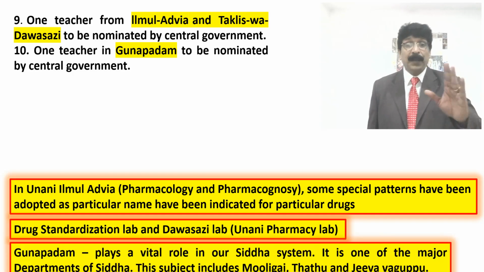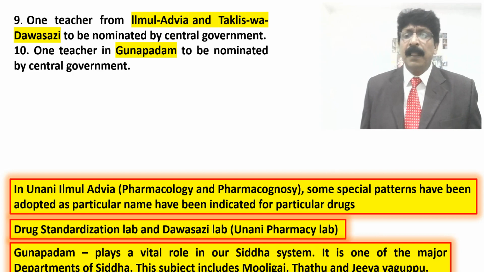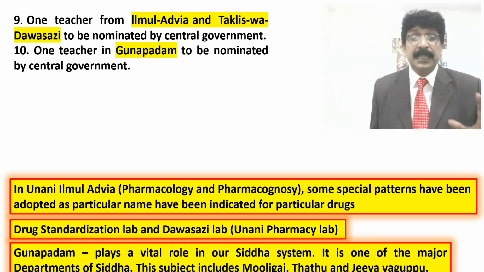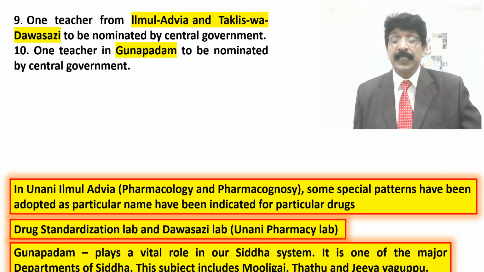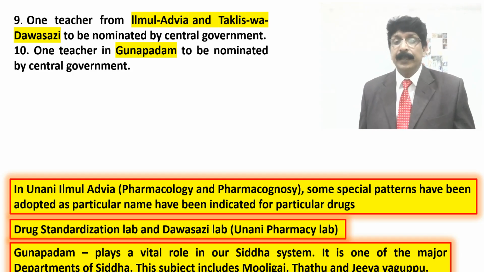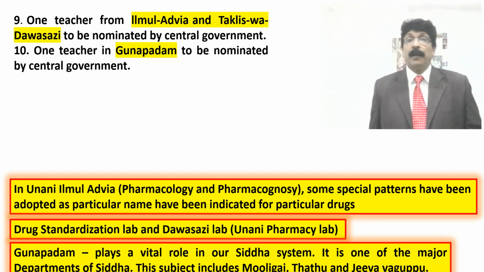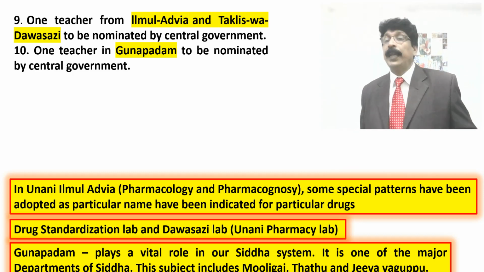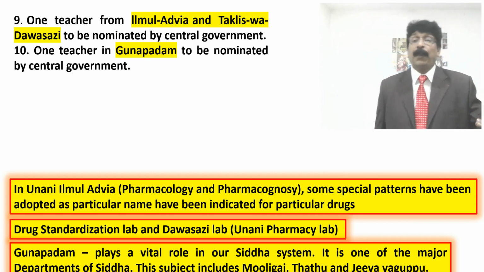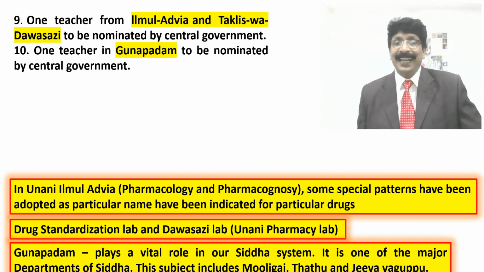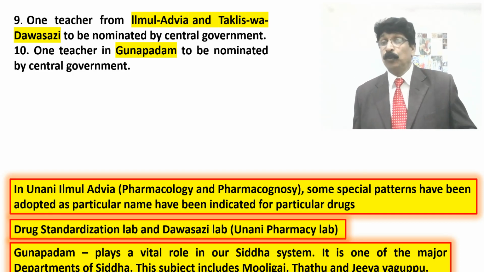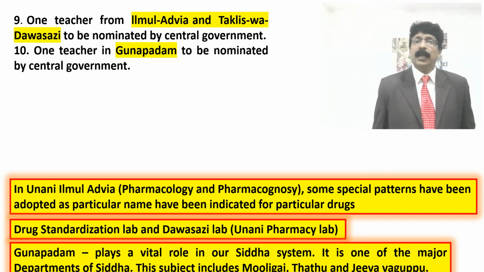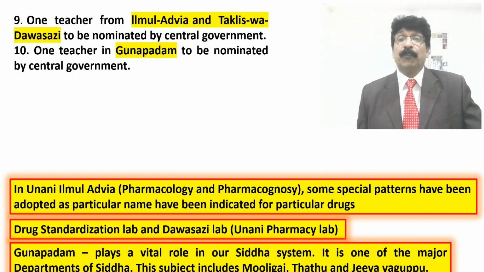Gunapadam plays the vital role in the Siddha system. It is one of the major departments in Siddha. The subject includes Moligai, Thadu and Jeeva Vagupu. That means Jeeva Vagupu, Thadu, Moligai. This all comes from Moligai. It's a plant source of pharmacognosy dealing, and Jeeva Vagupu and also Thadu from the minerals and many other sources, which deals with pharmacology and the pharmacognosy subject in Siddha.